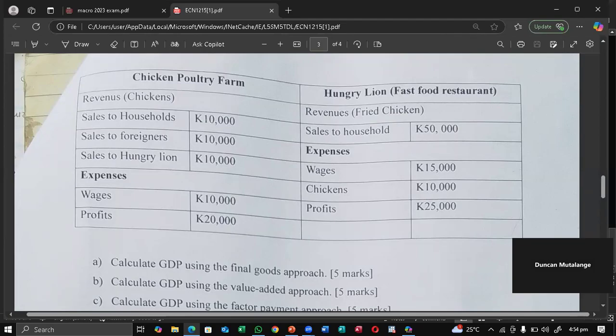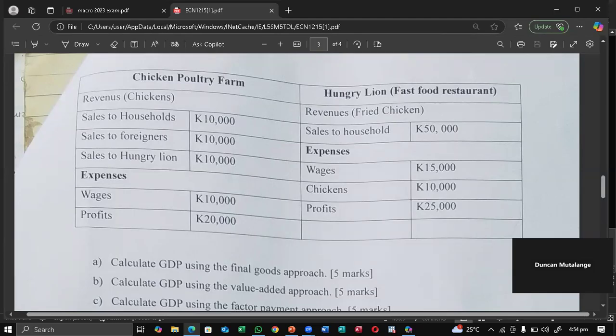So now they're saying calculate GDP using the final goods approach. The final goods approach is the other name for the expenditure approach. Remember, the expenditure approach sums up all the final goods purchased in the economy. So the first thing you're going to look at is to look for all final goods that have been purchased. And that is simply going to be how easy it is.